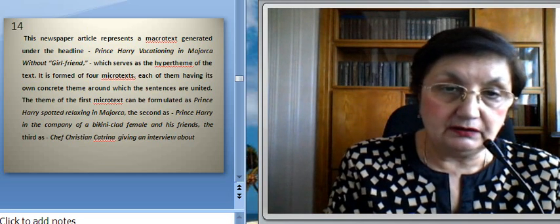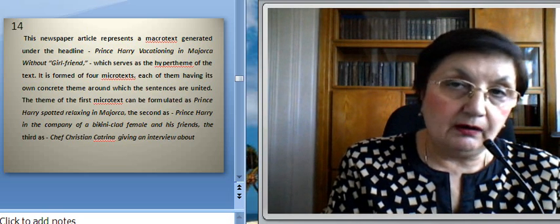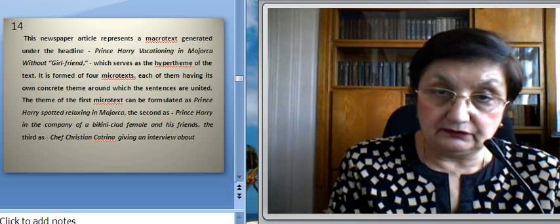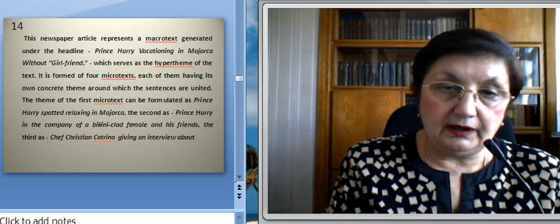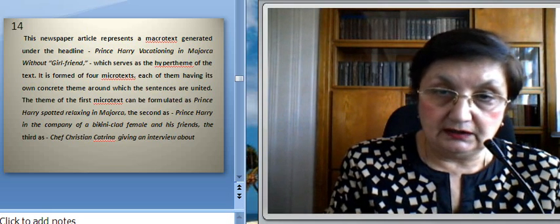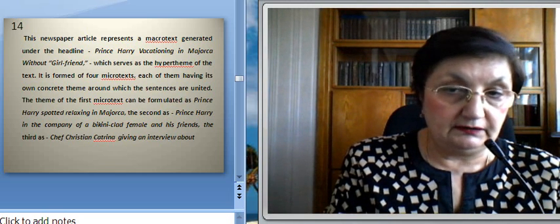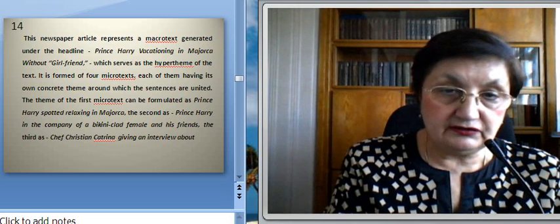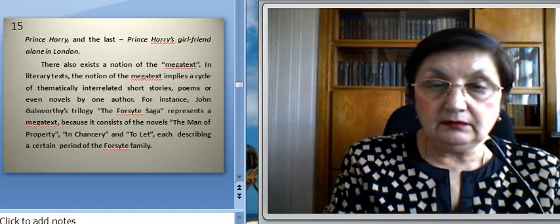The theme of the first microtext can be formulated as Prince Harry spotted relaxing in Mallorca. The second can be formulated as Prince Harry in the company of a bikini-clad female and his friends. The third as Chef Christian Catrina giving an interview about Prince Harry, and the last, Prince Harry's girlfriend alone in London. There also exists a notion of the megatext.